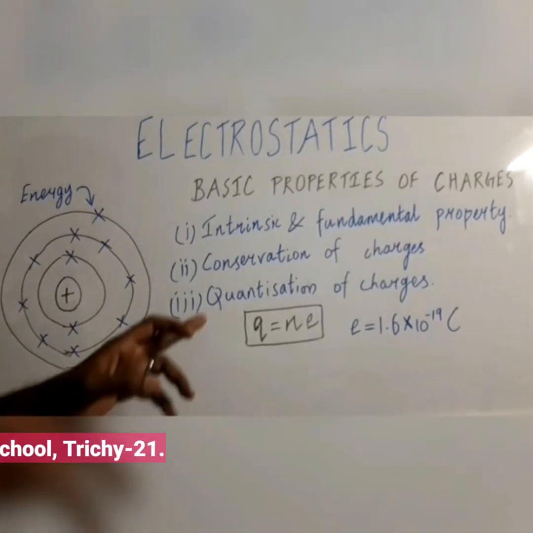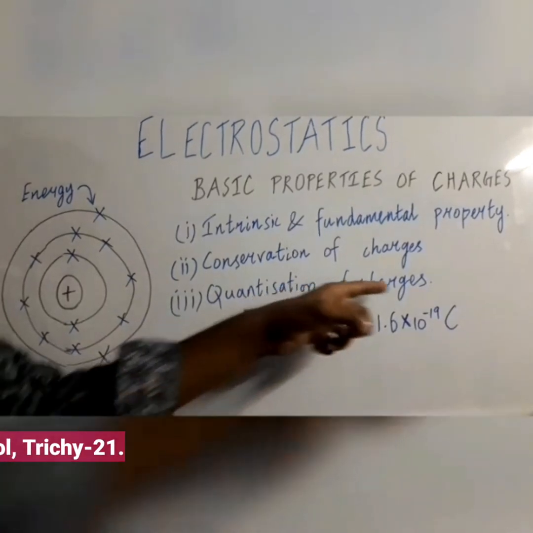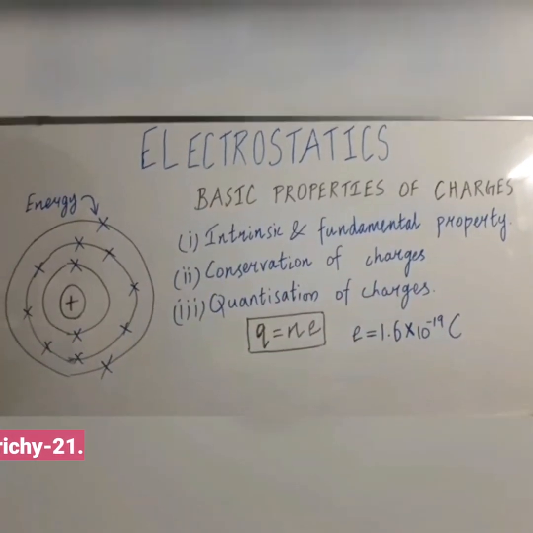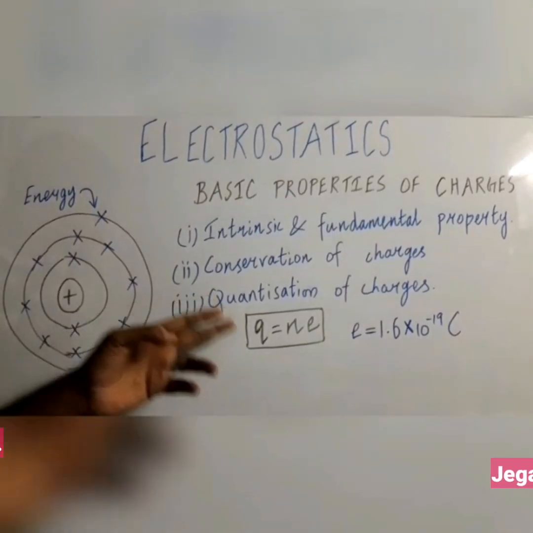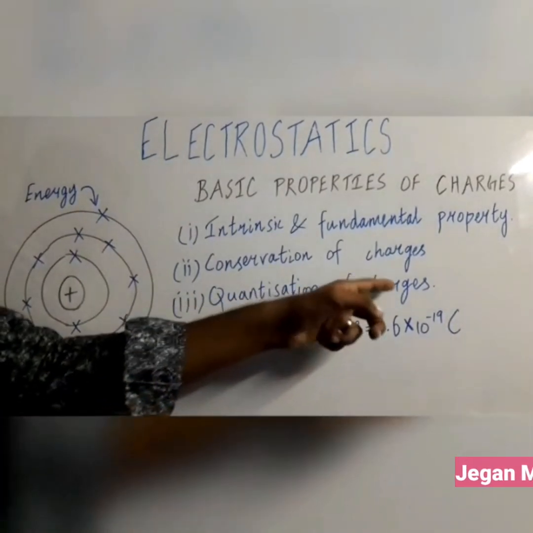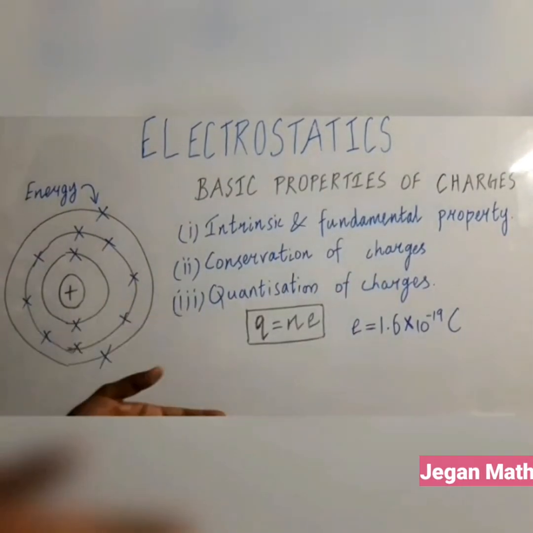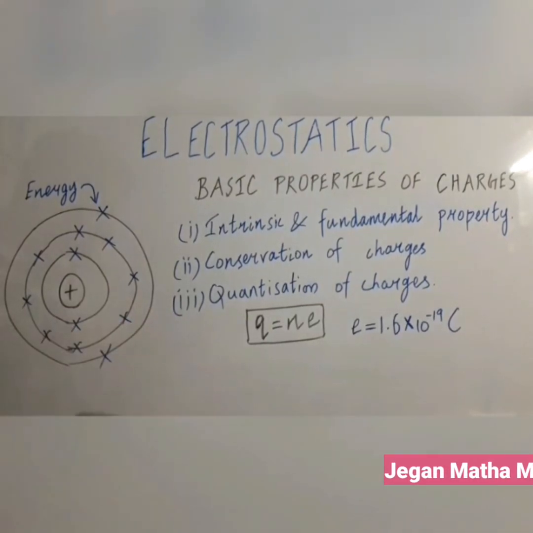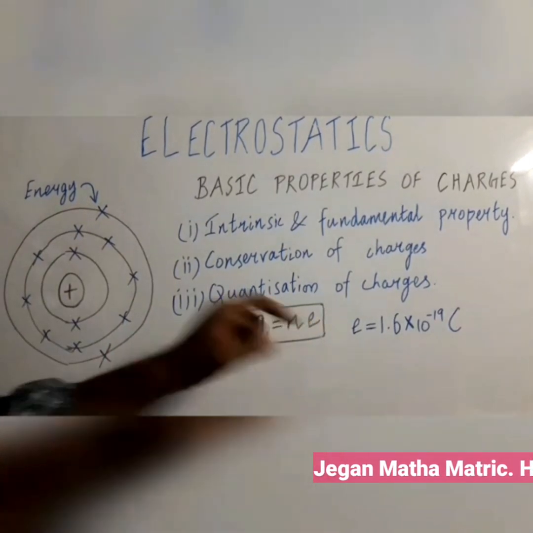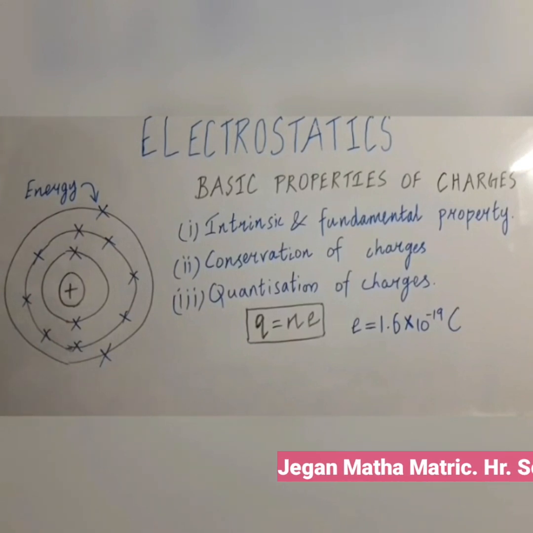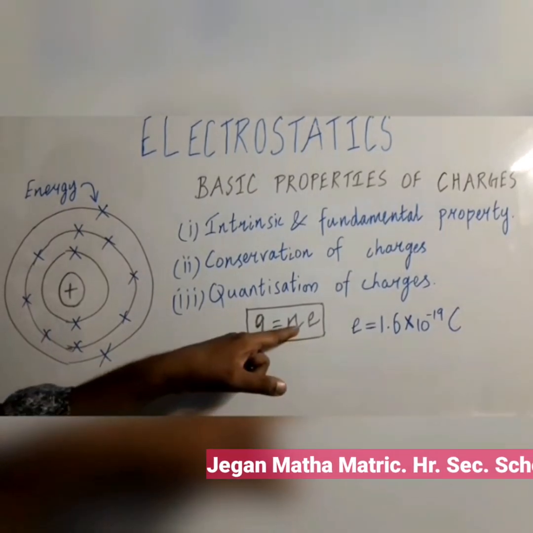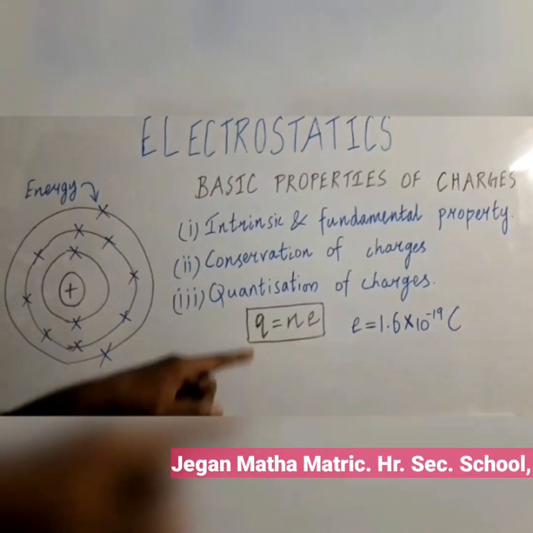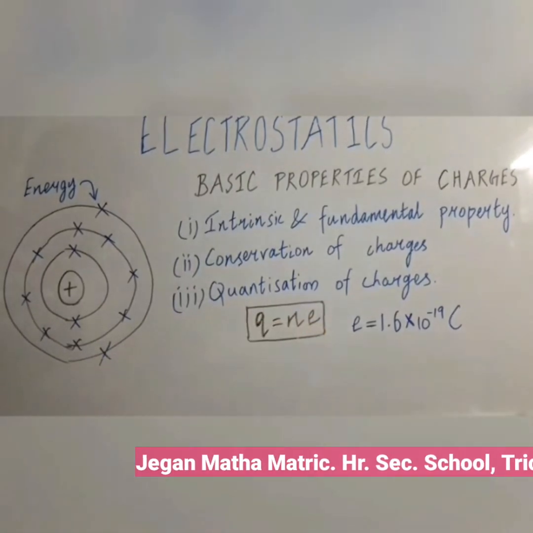Let us discuss the third property, that is quantization of charges. The charge on an electron is minus e and the charge on a proton is plus e. Here e denotes the fundamental unit of charge. The charge Q on any object is an integral multiple of the fundamental unit of charge, that is Q equals n into e.